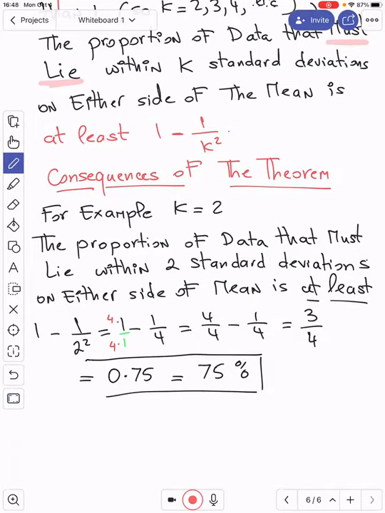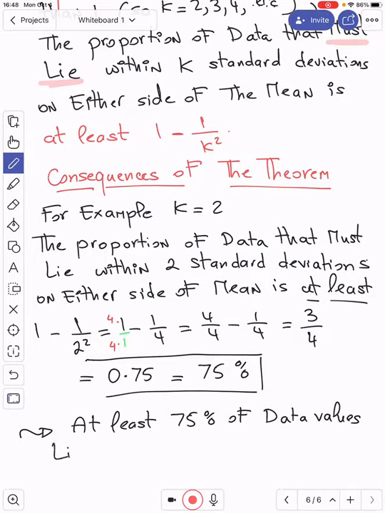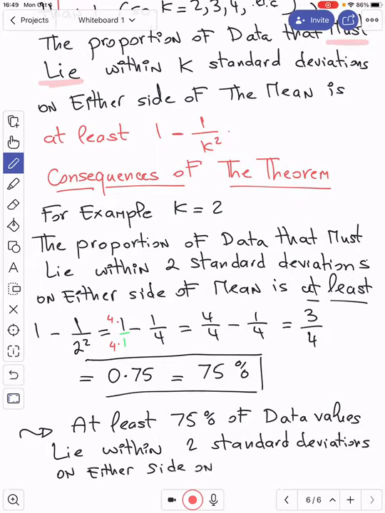Okay, so what does the theorem say in this case? It says at least 75% of the data values lie within 2 standard deviations on either side of the mean. Okay, on either side of the mean.